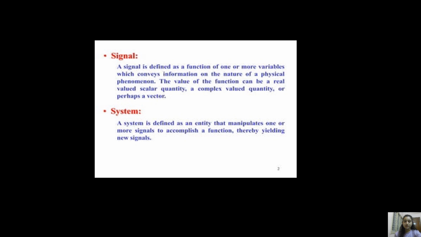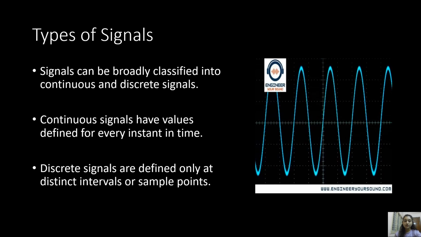Signal. A signal is defined as a function of one or more variables which conveys information on the nature of a physical phenomenon. Value of the function can be real valued scalar quantity, a complex valued quantity, or perhaps a vector. System. A system is defined as an entity that manipulates one or more signals to accomplish a function, thereby yielding new signals. Types of signals.